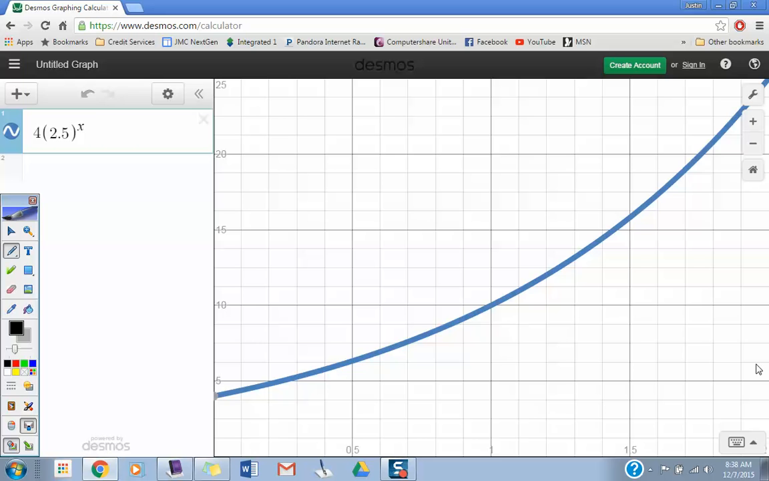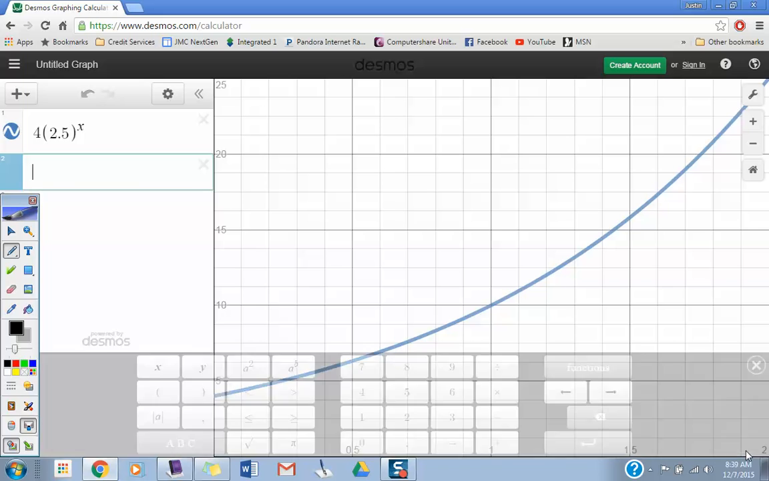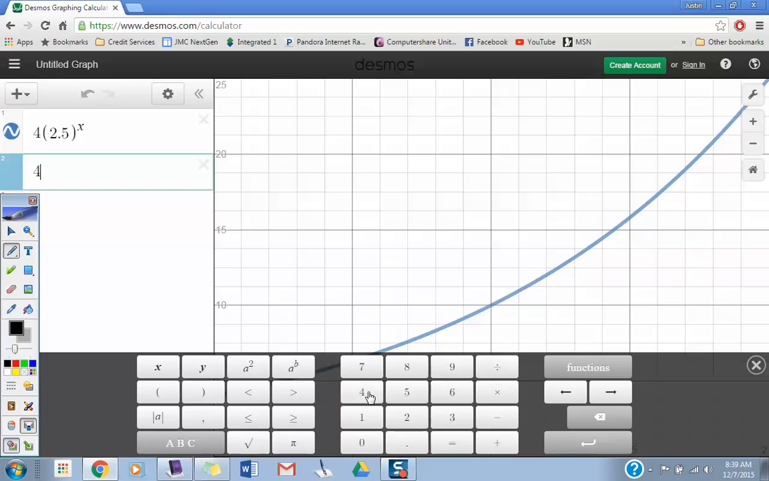Okay, and then they said compare that to the other function, which was 4 times 2 to the x? Is that what they had in that part? Yeah. All right, so 4 times 2 to the x. I'm going to write this in here quickly. So 4 times 2 to the x, and I want us to compare this.